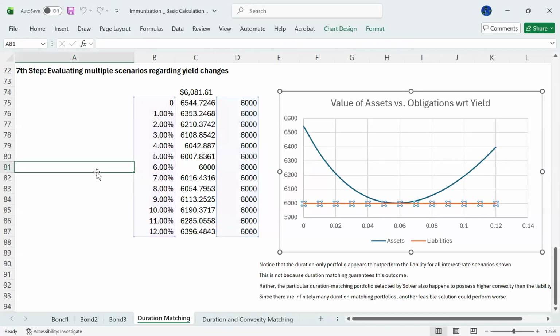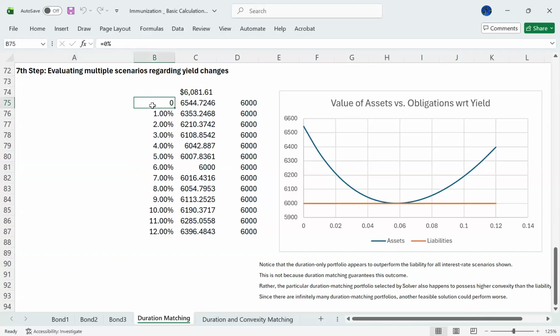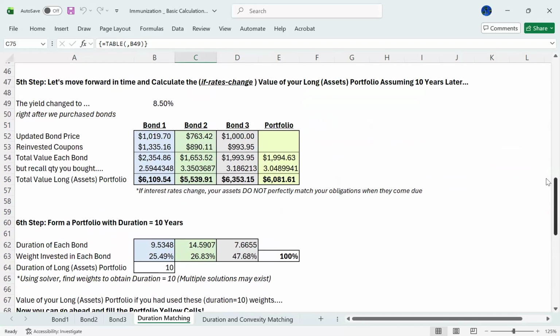So the rates during those 10 years can go down to zero or they can go up to 12. And the value of my assets are going to be higher or equal in all of these scenarios that I evaluated using the data table. So then it's essentially immunized.